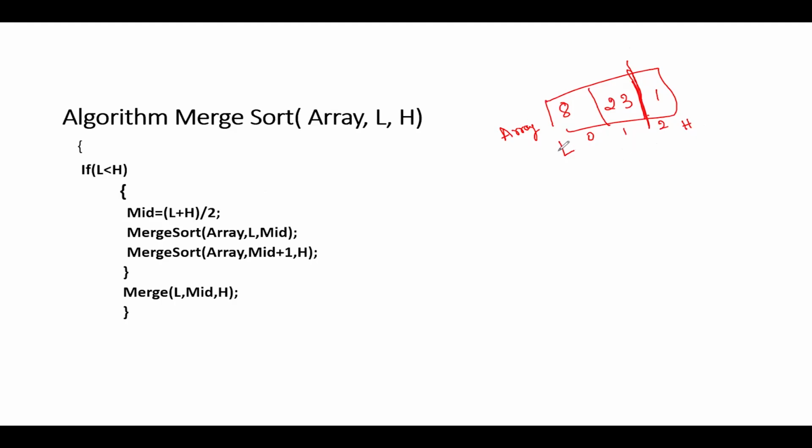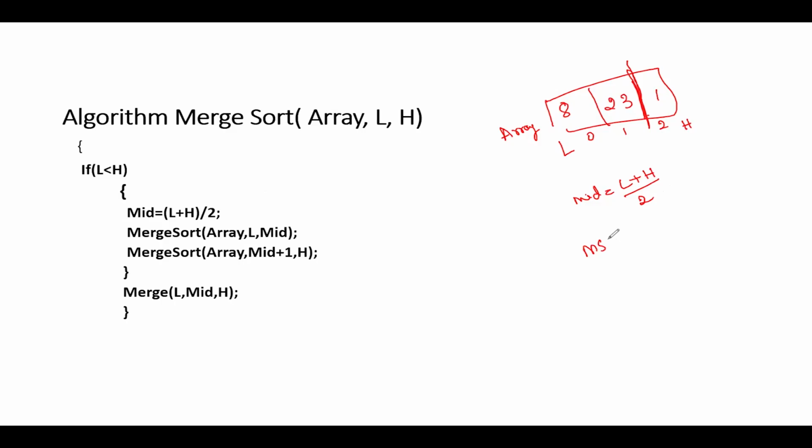So in order to do that, first I will find the midpoint. So mid is going to be left plus high value, lower value plus high value divided by 2 will give me the mid value. So once I have that, what I'm going to do is I'm going to recursively call the merge sort.